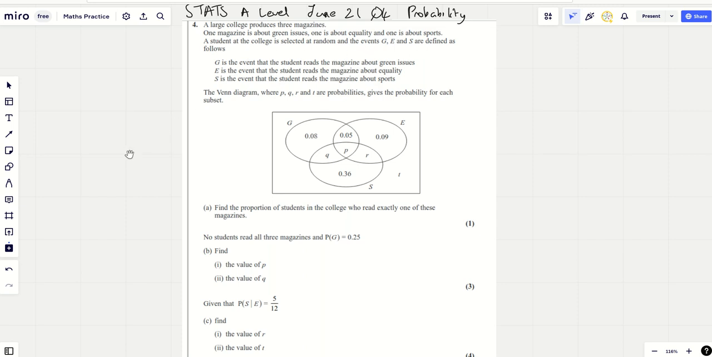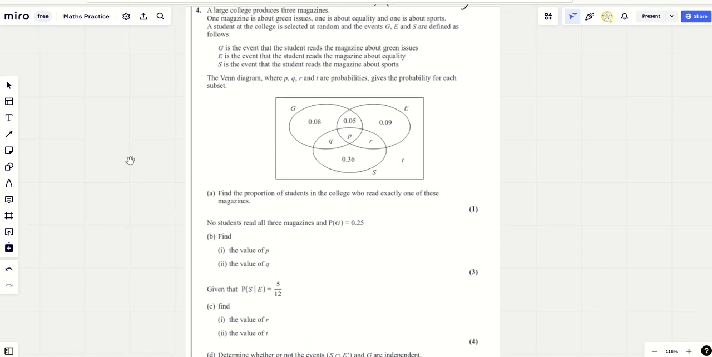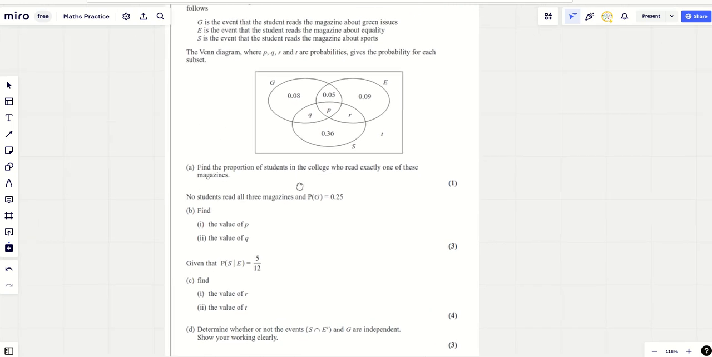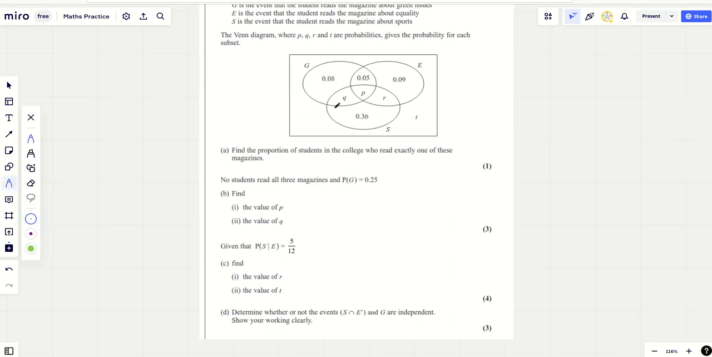Obviously you can read all 3, you can read only one, you can read none of them, and so on. Find the proportion of students in the college, so the proportion, that's a way of not using the word probability, who read exactly one of these magazines. Well, that's this one, and this one, and this one. So 0.08 plus 0.09 plus 0.36 is 0.53. If they ask for proportion, I tend to prefer saying 53%. I just think that's more obviously a proportion.